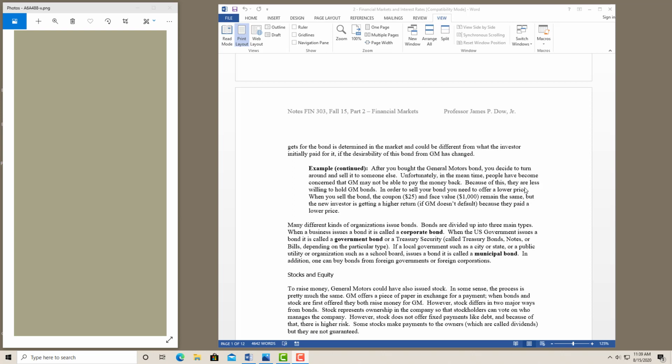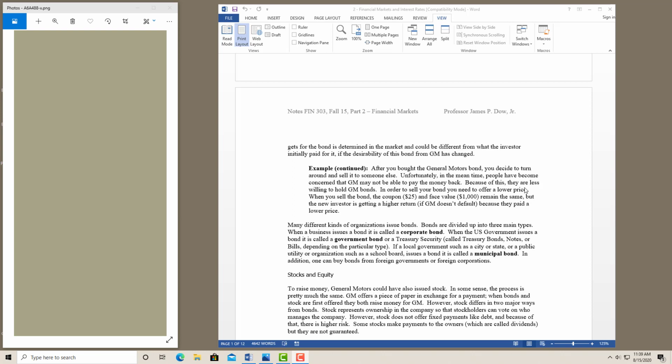Maybe I can get a higher price. Maybe I can get a lower price. So that market price of the bond goes up and down over time. Since the price is changing, the return you would get investing in the bond will change too. And we'll see how that works in a later lecture.